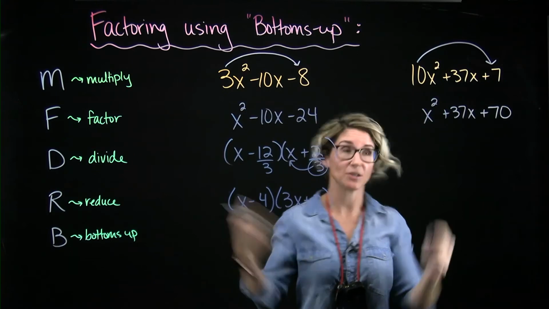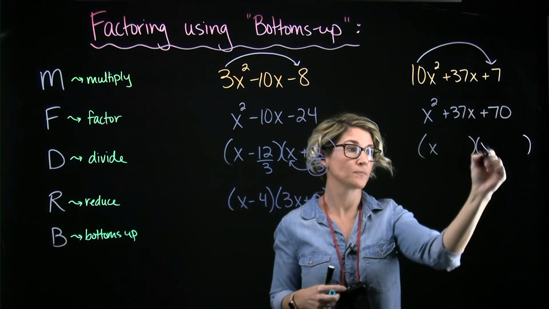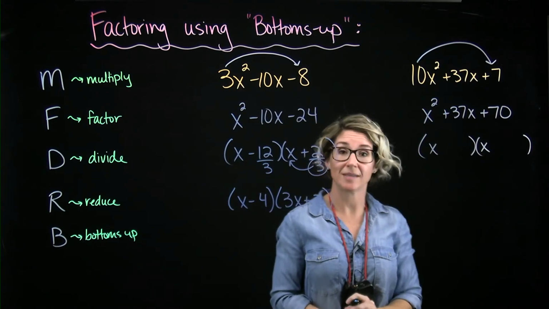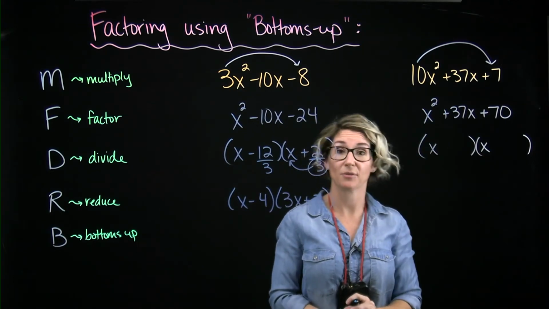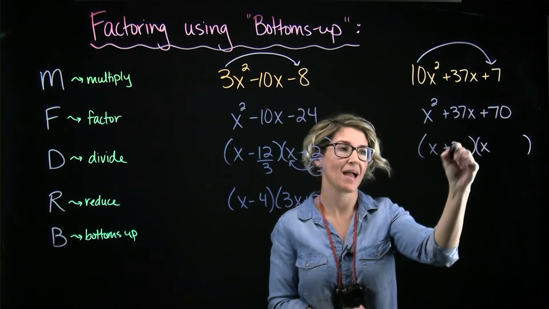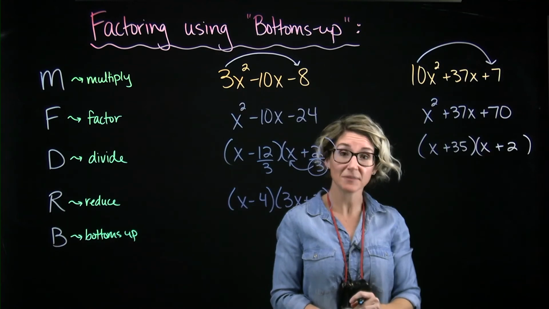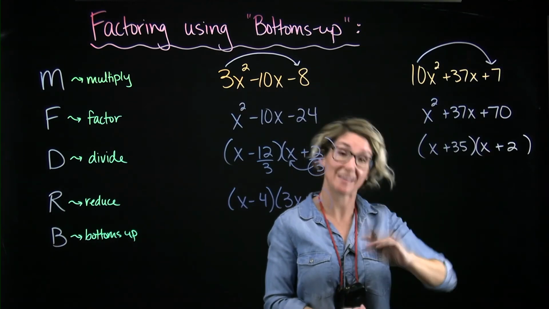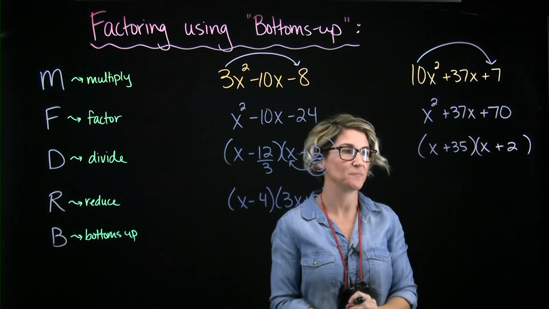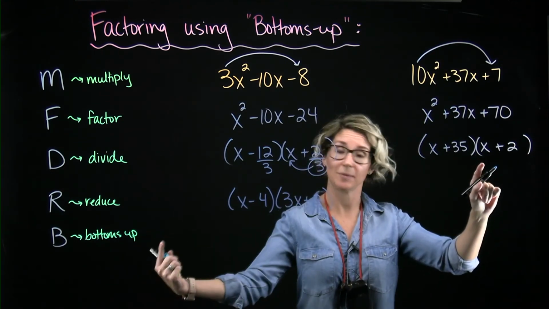I'm now going to factor. I need numbers that multiply to 70, that when I add them together I get 37. I came up with positive 35 and positive 2. They multiply to 70 and add to 37. I'm not done though, be careful. I still need to divide, reduce, and bottoms up.